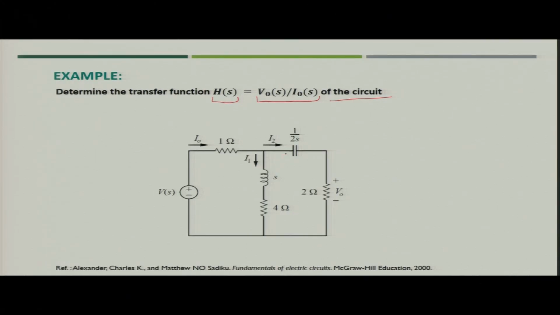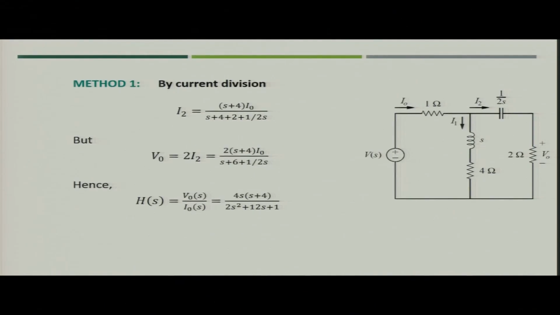In this figure you will see the inductor and capacitor both are there, and you have been given the current as I naught. What we have to find out is the ratio between V naught by I naught in the s domain; that would be the transfer function for the circuit. Now, if you see this particular circuit, the current I 2 can be found with the help of the current division method.